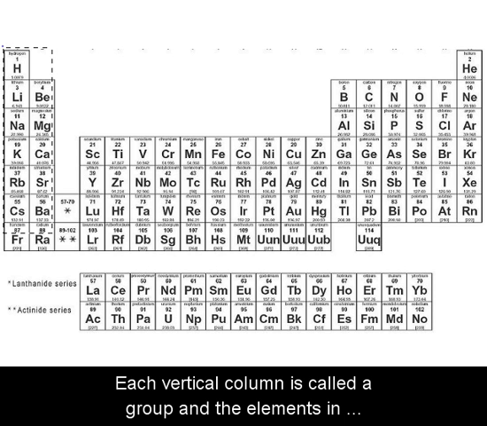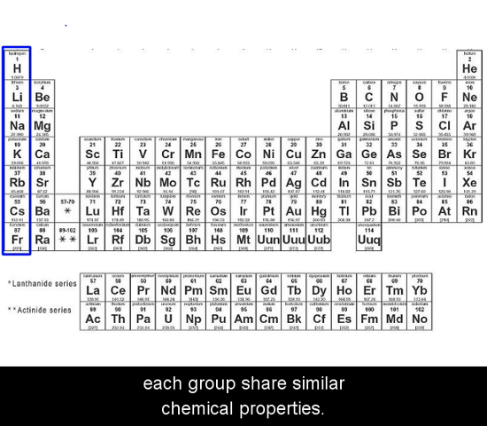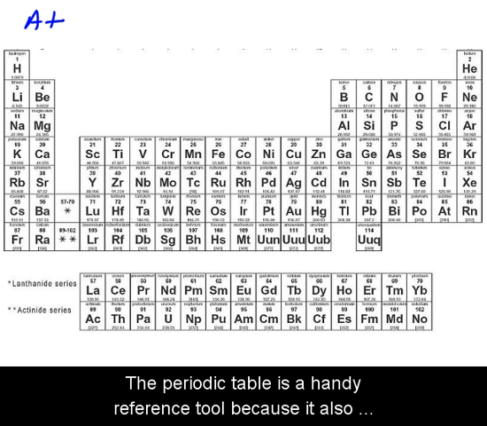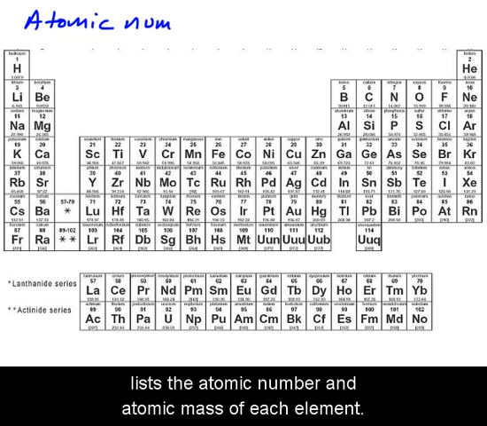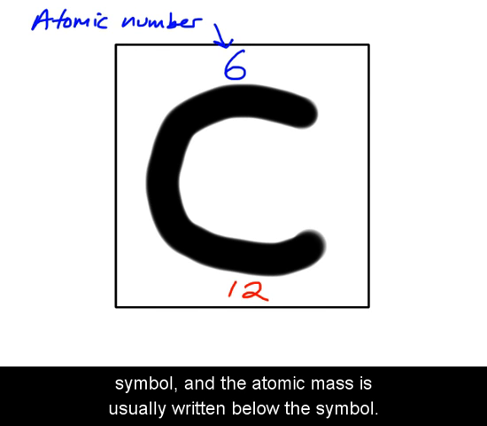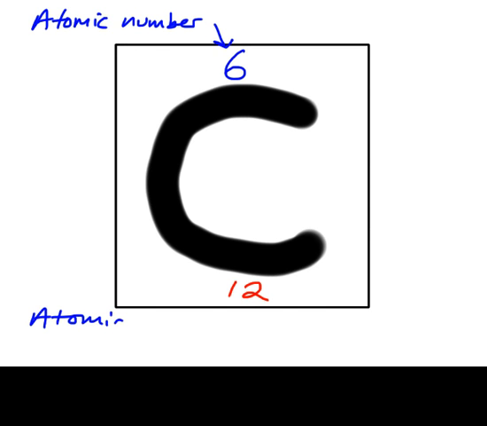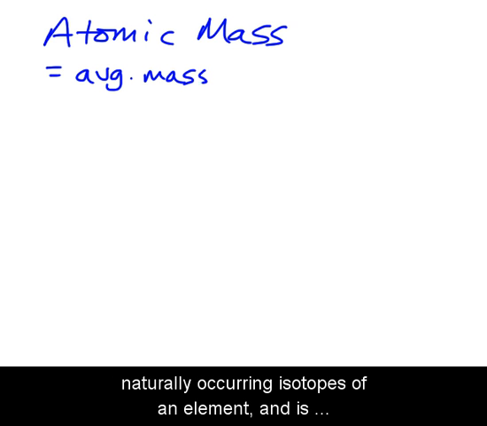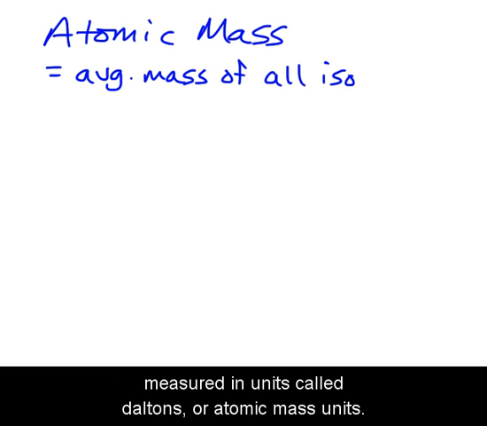Each vertical column is called a group, and the elements in each group share similar chemical properties. The periodic table is a handy reference tool because it also lists the atomic number and atomic mass of each element. The atomic number is usually written above the element symbol, and the atomic mass is usually written below the symbol. The atomic mass is the average mass of all the naturally occurring isotopes of an element and is measured in units called Daltons or atomic mass units.